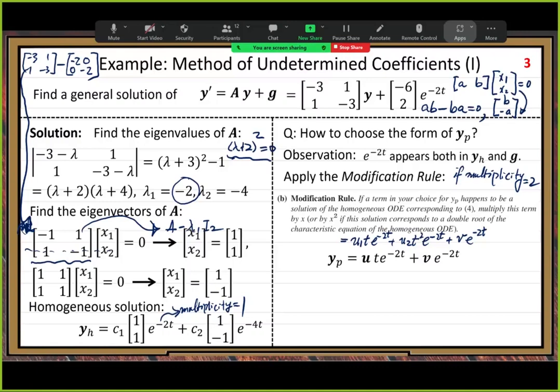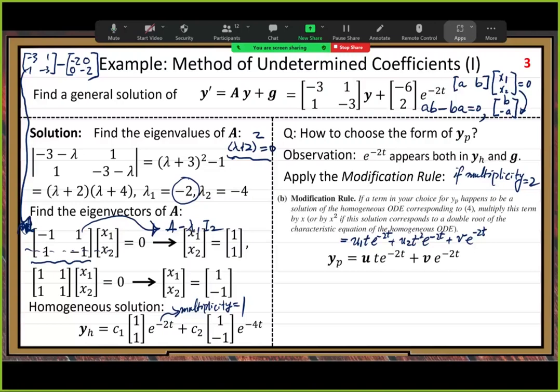Are we only working with e to the negative 2t right now, or what happened to e to the negative 4t? Don't worry, because it's different, so we don't worry about it. Good question, because it helps us understand this whole solution better.